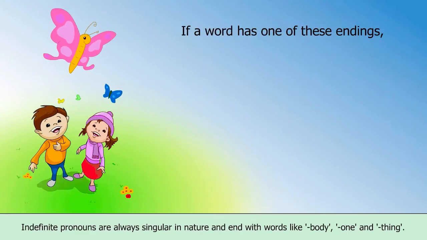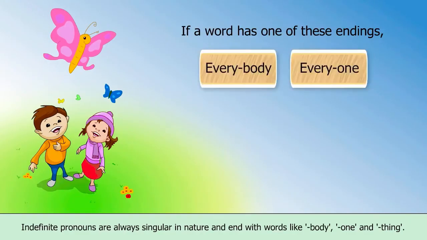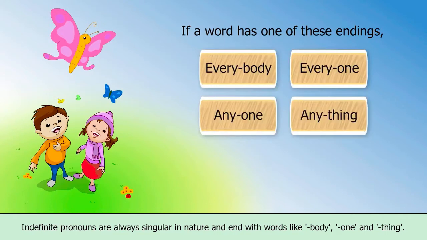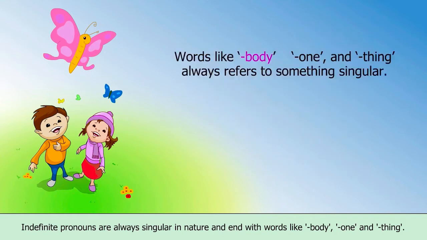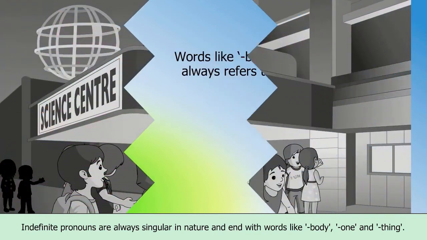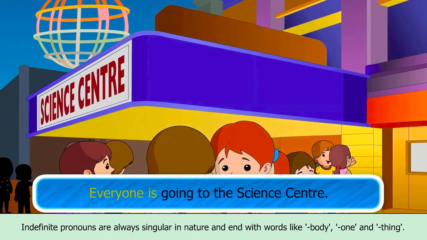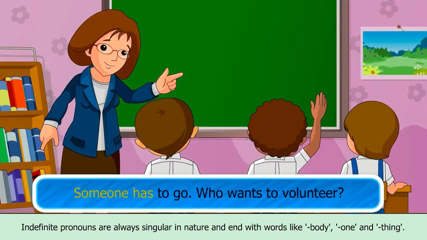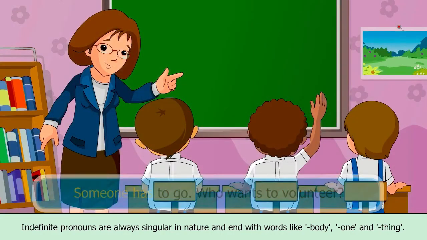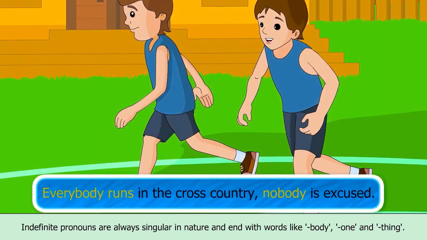If a word has one of these endings like everybody, everyone, anyone, anything, it always represents singularity and takes a singular verb. Words like body, one and thing always refer to something singular. For example, everyone is going to the science center. Each person in the family has their own keys. Someone has to go. Who wants to volunteer? Everybody runs in the cross country. Nobody is excused.